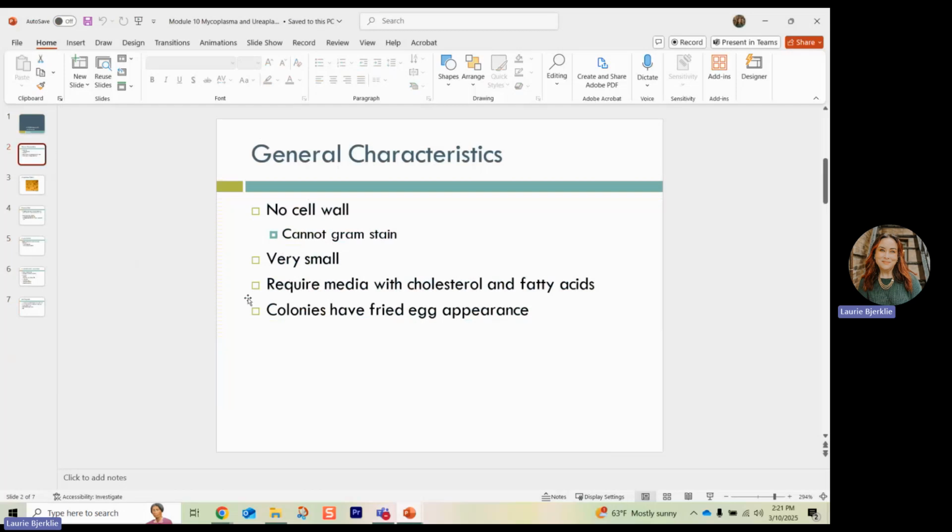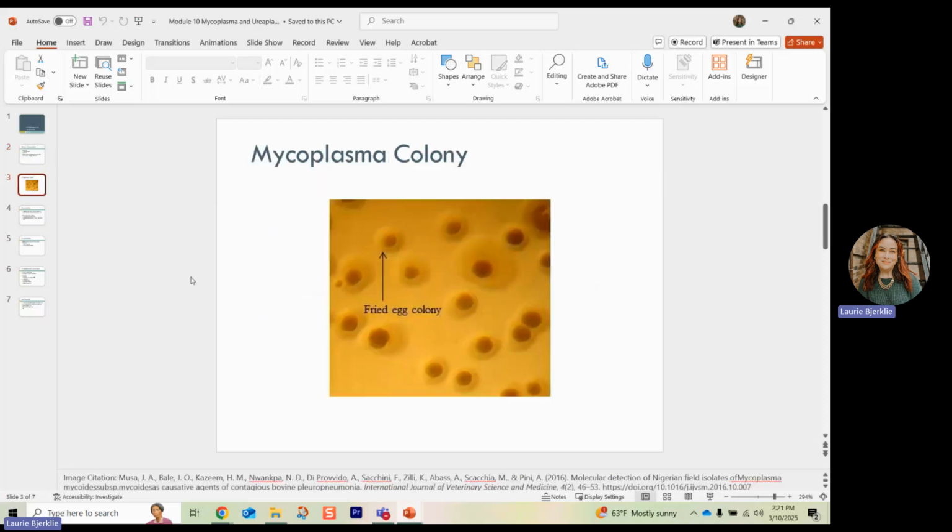They do require media that have very specialized things in it, cholesterol, fatty acids. When they do grow on that specific media for them, they will have what we call a fried egg appearance. So here you can see the fried egg colony. Truly does look like a fried egg. Sometimes when they nickname things, you never know if they're going to look like it. In this case, it does.